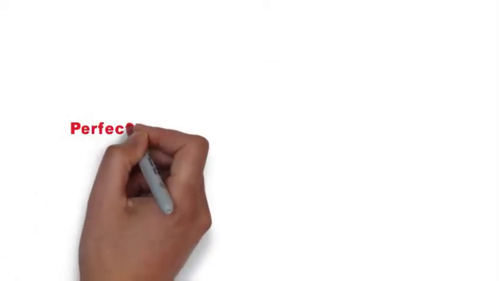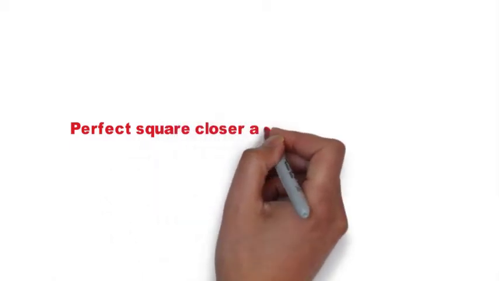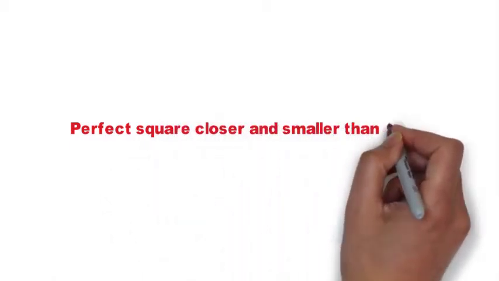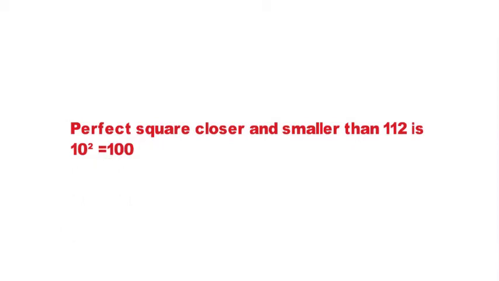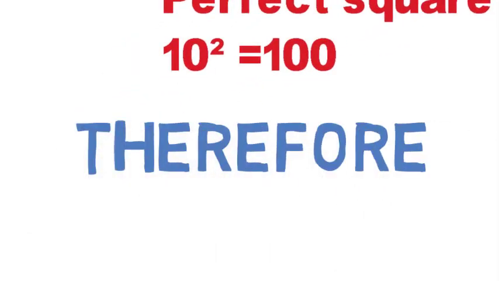The perfect square that is closest to and smaller than 112 is 100, which is 10 square. Therefore, the only two options are 104 and 106.